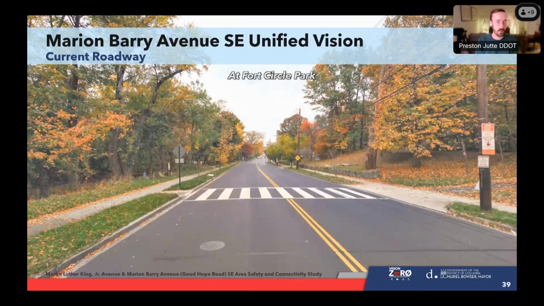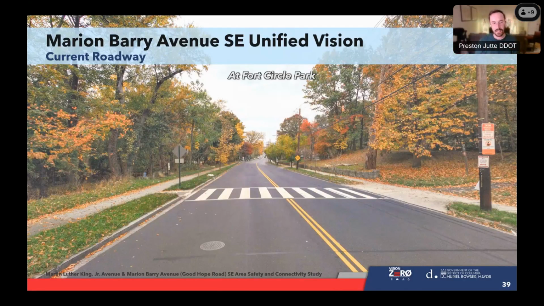Next slide, the next section is by Fort Circle Park. Again, the two versions that we talked about. We already have a safety project that's coming through and planned to be implemented on the corridor from Minnesota Avenue to Alabama Avenue. That is going to clearly put lines on this, that it is one lane in each direction with parking on both sides. So that is coming with or without this envisioned project.